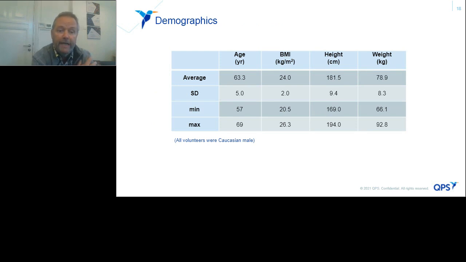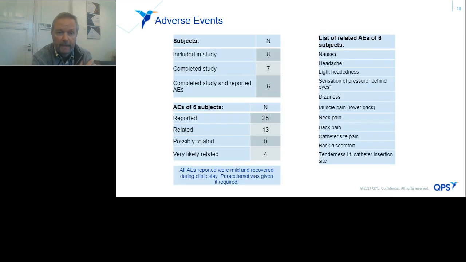The average age was 63.3 years old. We had a normal BMI of 24, with a length of 181 centimeters and a weight just under 80 kilograms. 8 subjects were included in the study, and 7 completed the study. 1 subject did not complete because he was getting anxious, and the sampling was not going very well, so he dropped out.